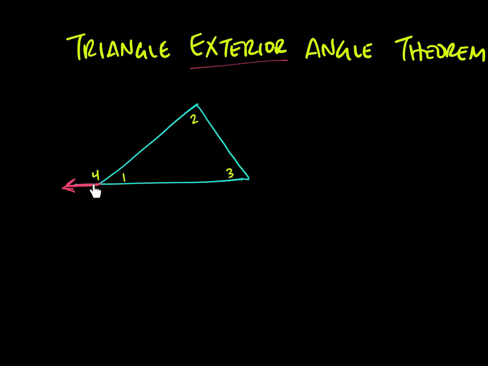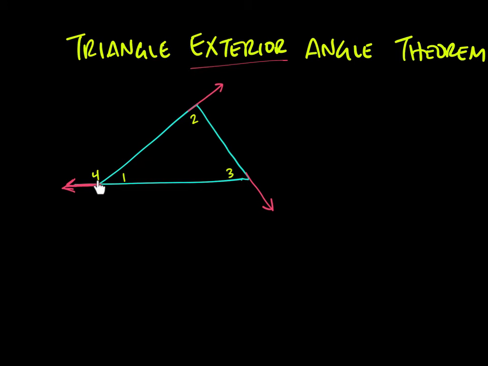We extended that side out that way. And in doing so, we created this angle called angle 4. And that's considered an exterior angle. We could do the same thing on each end of this triangle. Actually, let me do it this way. I'll extend this out that way, and I'll extend this out that way. And then we can see we would have created a couple more exterior angles here.